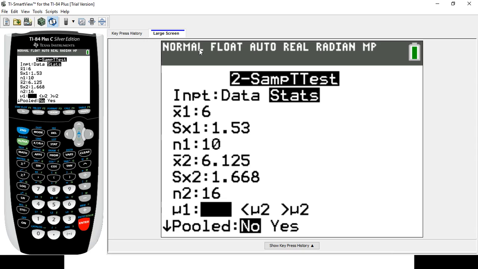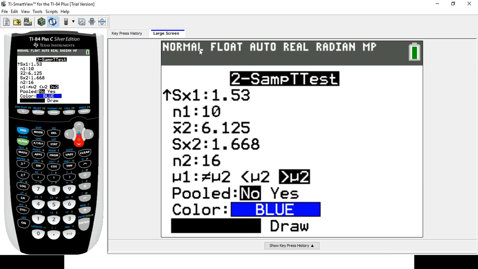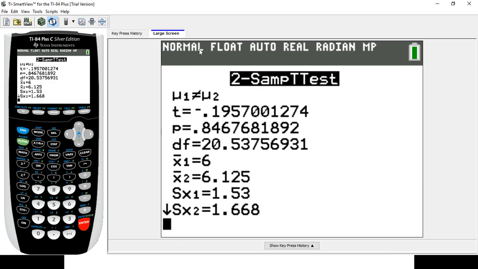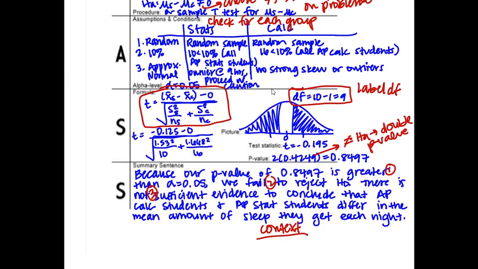If you have a less than, put a less than, and stuff like that. So in this case, we have a not equal to sign, so I choose the not equal to one. We keep it at no for pooled, and then calculate. And so I got t equals negative 0.196, and the p-value is 0.8468, which is close to what we got, but not exactly the same, and that's because of that DF equaling 20.5376. So remember, if you want to use that, just make sure you write the correct DF down here that goes with the p-value that you got. So you just have to make sure it matches.